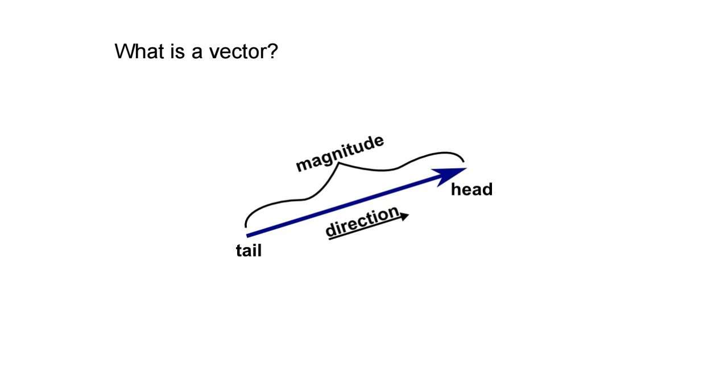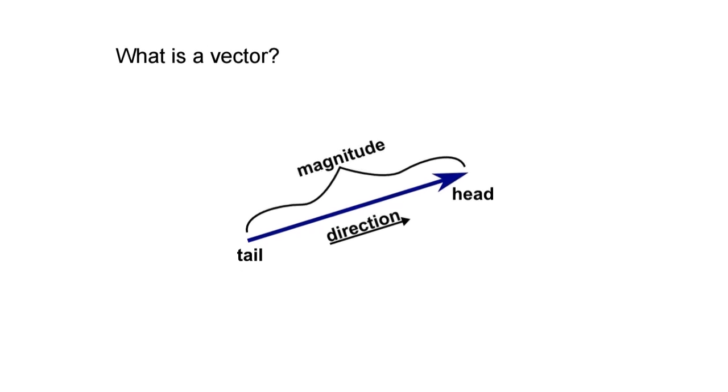So what is a vector? A vector is just a very fancy type of arrow. Every single part of the arrow has a name. The length of the arrow is called the magnitude. The start of the arrow is called the tail. The pointy part of the arrow is called the head. And this arrow has some sort of direction, often measured in degrees.